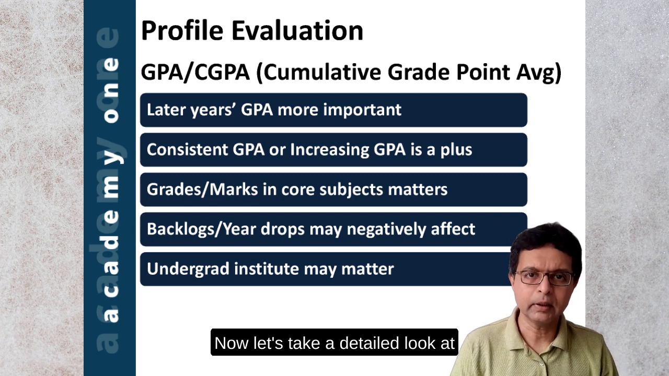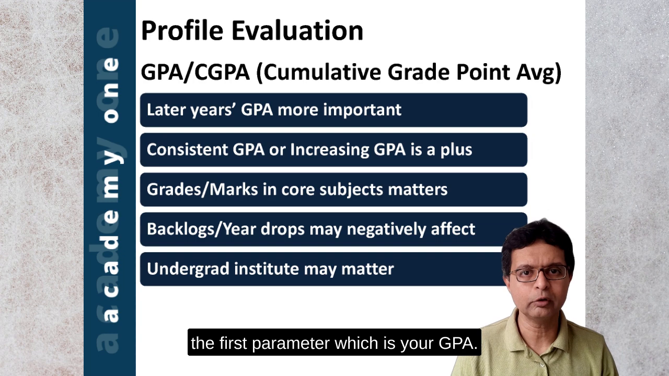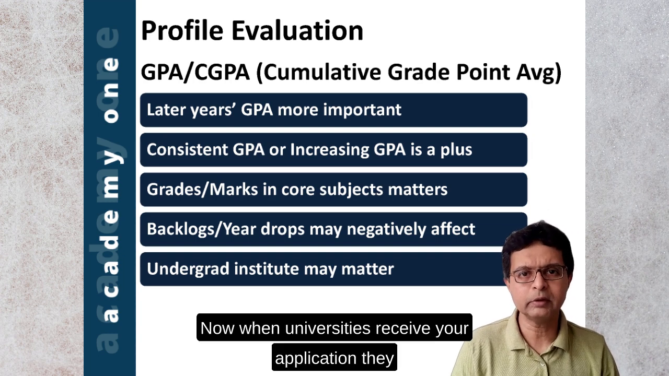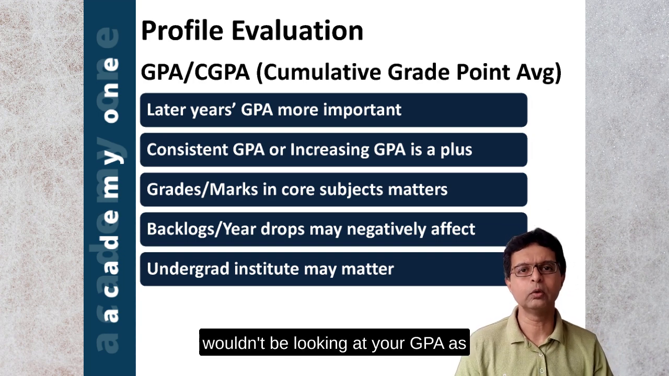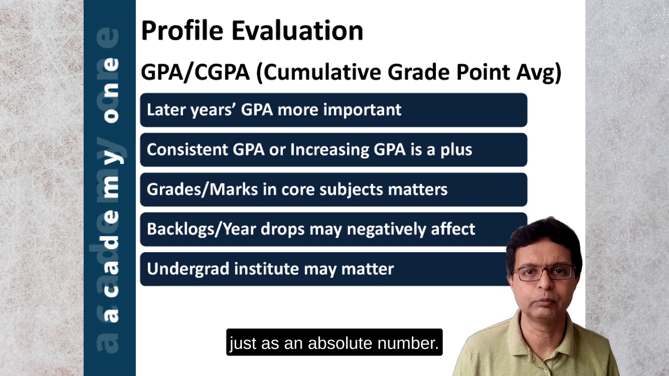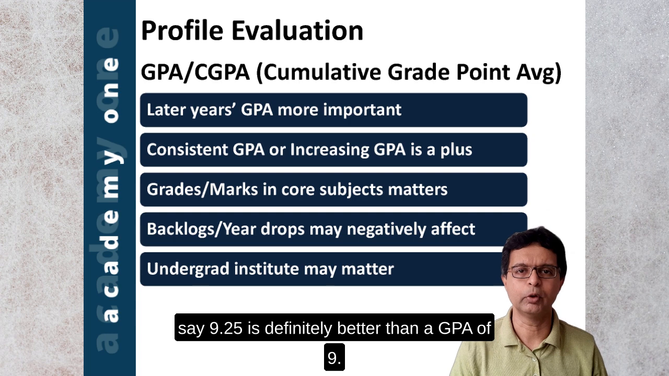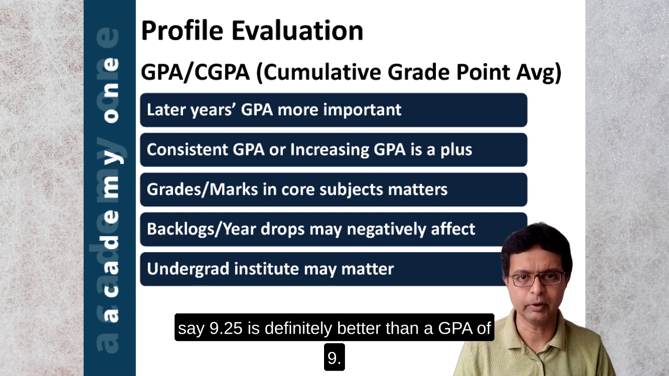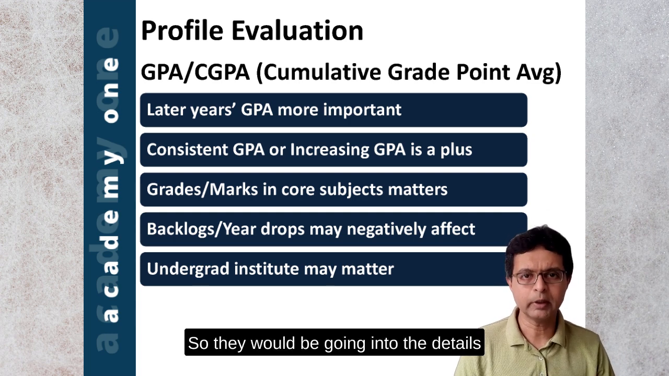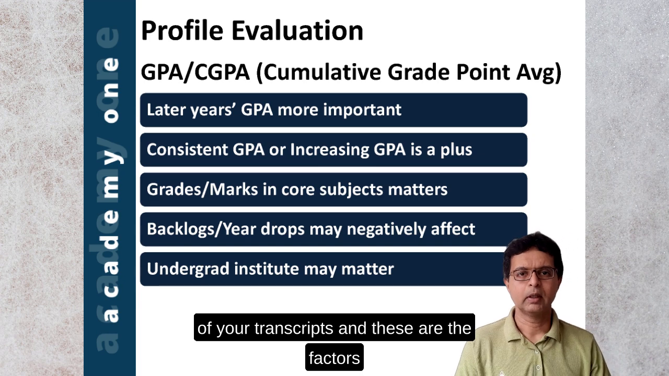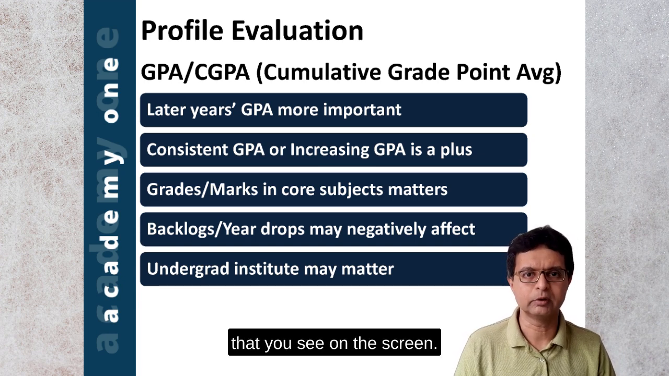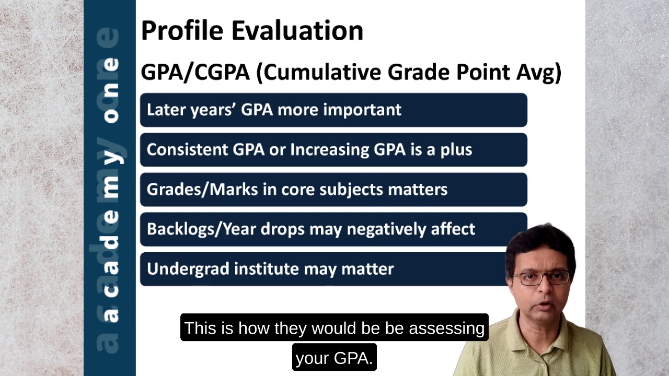Now let's take a detailed look at the first parameter, which is your GPA. When universities receive your application, they wouldn't be looking at your GPA as just an absolute number. They wouldn't be saying that someone with a GPA of 9.25 is definitely better than a GPA of 9. They would be going into the details of your transcripts. These are the factors that you see on the screen, and this is how they would be assessing your GPA.